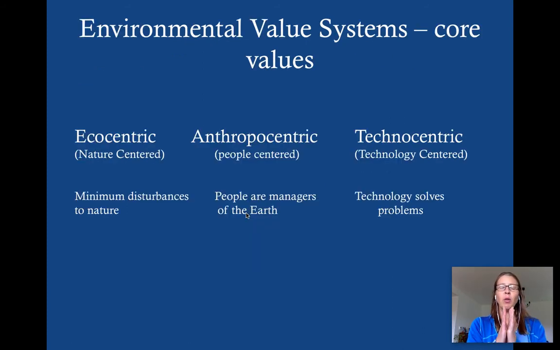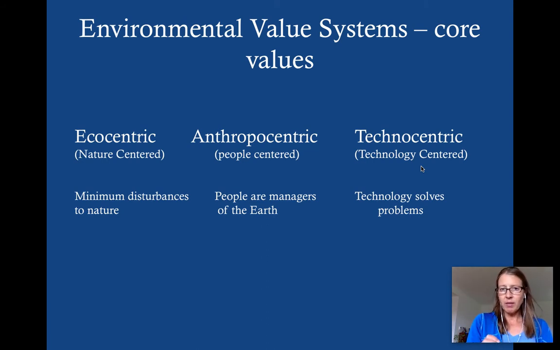There are three broad categories of environmental value systems. And these are the ecocentric, anthropocentric, and technocentric. And a little bit of a summary: ecocentric, I'm sure you can imagine, nature-centered. We're not going to disturb nature. Anthropocentric is more focused on humans and how they can influence the environment. And technocentric is how do we use technology to solve our problems.